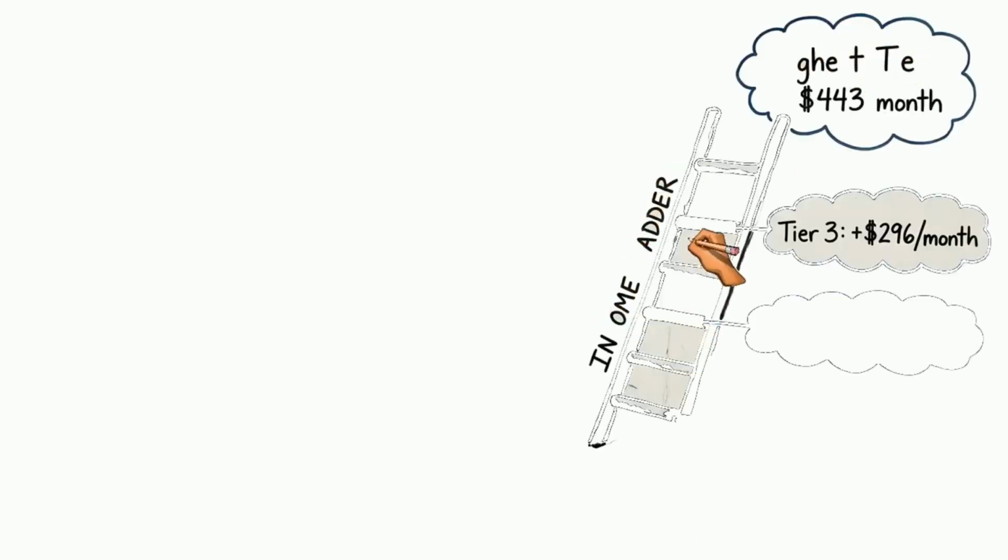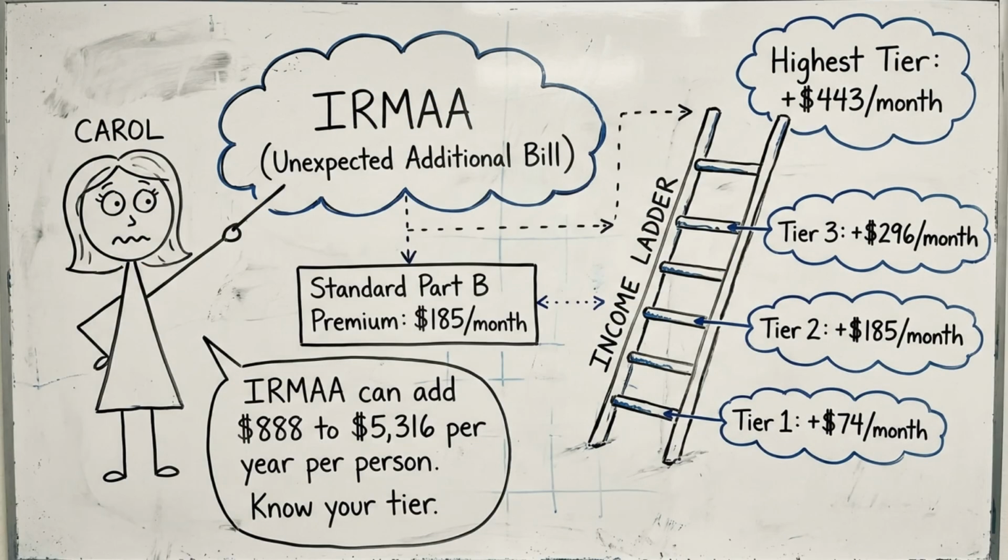One more Medicare cost most retirees never plan for: IRMAA, the income-related monthly adjustment amount. If your income is above a certain threshold, Medicare charges you more for Part B and Part D premiums. In 2026, if your modified adjusted gross income 2 years prior exceeded approximately $106,000 for single filers or $212,000 for married couples, you pay an IRMAA surcharge on top of your standard Part B premium.